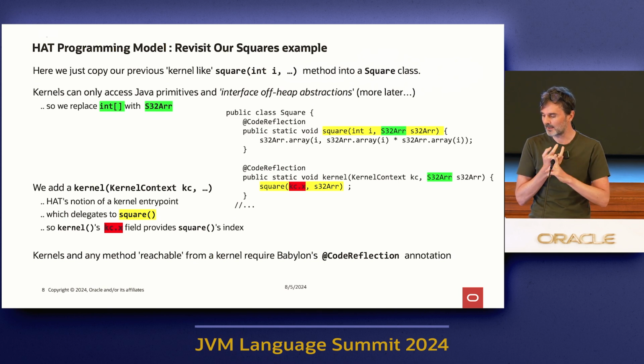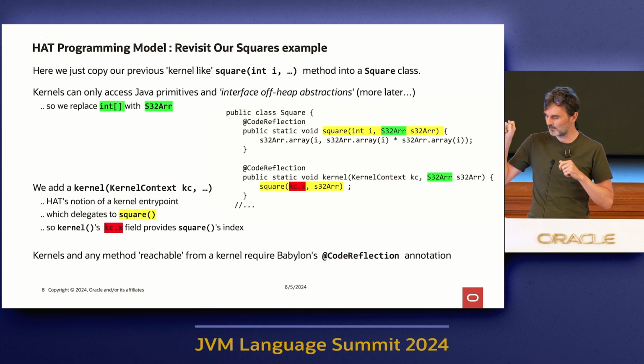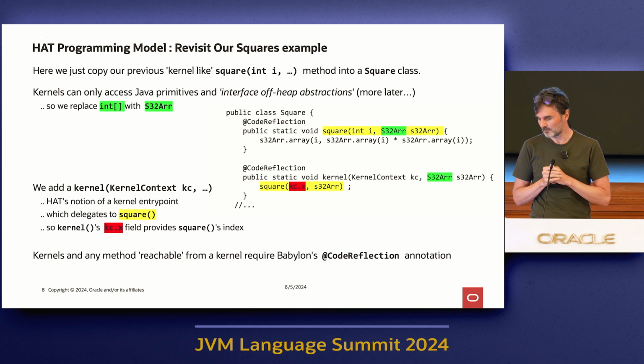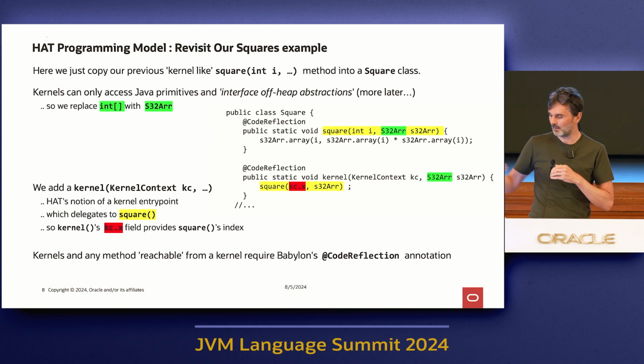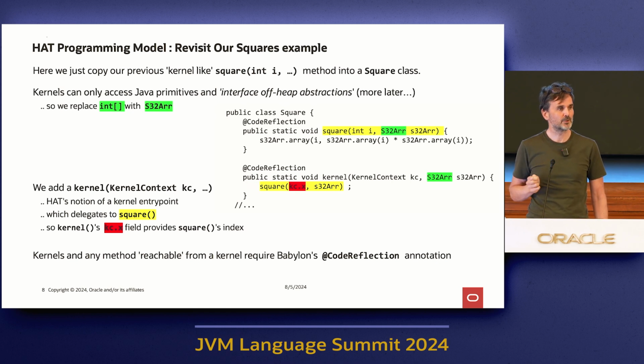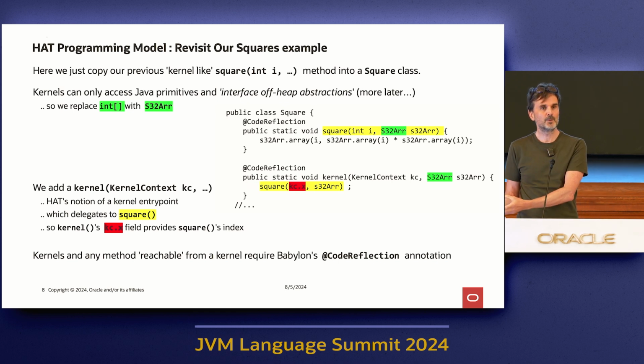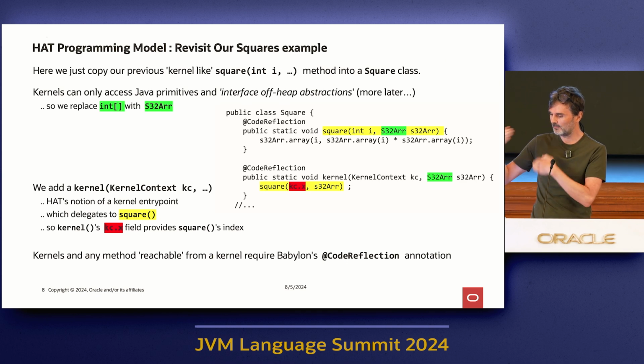You can think of KCX as the identity of the kernel we're operating on, the current identity. That gives you the potential parallelism. This kernel method is going to be called many, many times concurrently, and the kernel method delegates to square. We notice we annotate these with code reflection. We need to reflect over these because we're going to translate this to PTX or SPIR-V or OpenCL C99 and so forth. So we need to reflect on both of them.